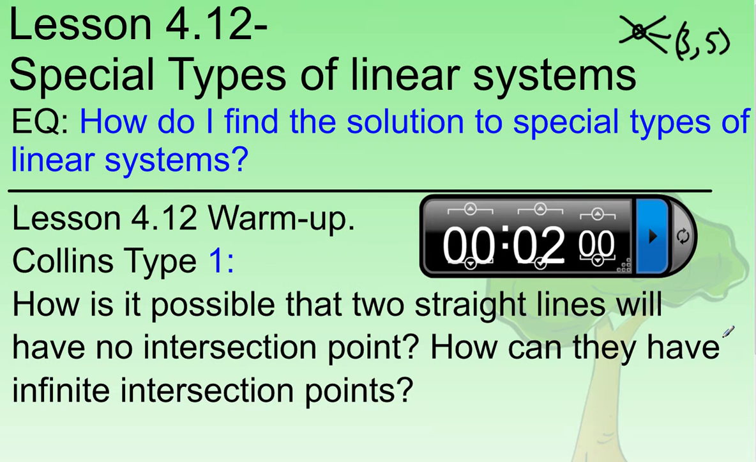If you extend the lines forever in both directions, I mean, obviously if you go like this, a little guy here and a little guy there, they're not intersecting. But if you extend these lines forever in both directions, how is it possible that they will never intersect? And how is it possible that they will intersect at an infinite number of places? Something interesting to think about. Go ahead, pause the video, answer the question. When you're ready to move on to the vocabulary, hit play, and we'll move on.